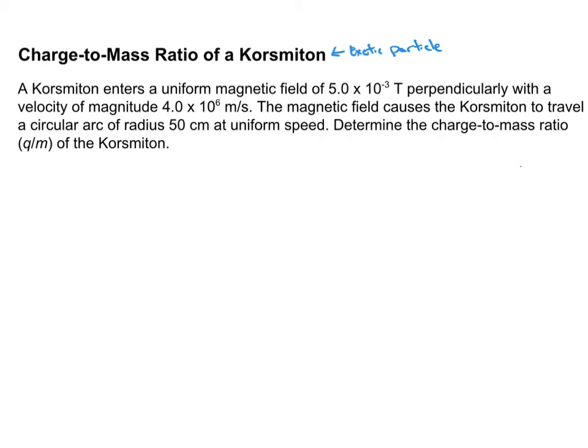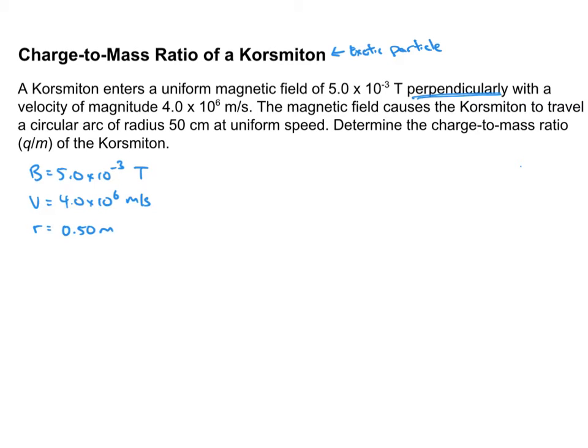All right, so let me list out what we know. We know the magnetic field strength. We know the speed. We know that the velocity of the particle is perpendicular with the magnetic field, therefore the sine of theta term doesn't matter, and this is going to travel in a circle. We know the radius of the circle is 50 centimeters or 0.50 meters.